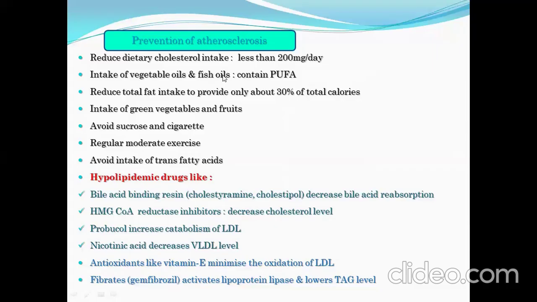And we have to decrease carbohydrate diet and fat diet. We have to increase intake of green vegetables and fruits, and avoid sucrose, that is refined sugar, and cigarettes, and do regular exercise. Regular exercise will increase your HDL, good cholesterol. Jogging is the best way. Jogging and cycling are the best ways to increase your good cholesterol.